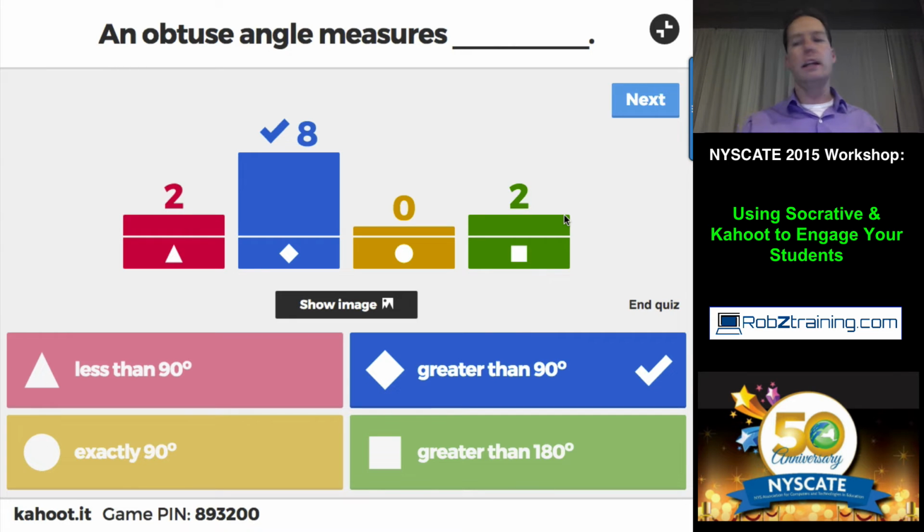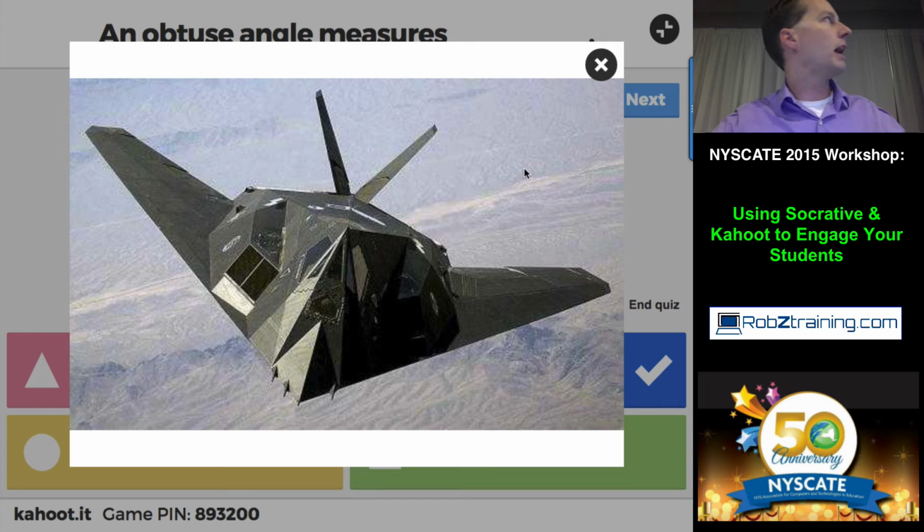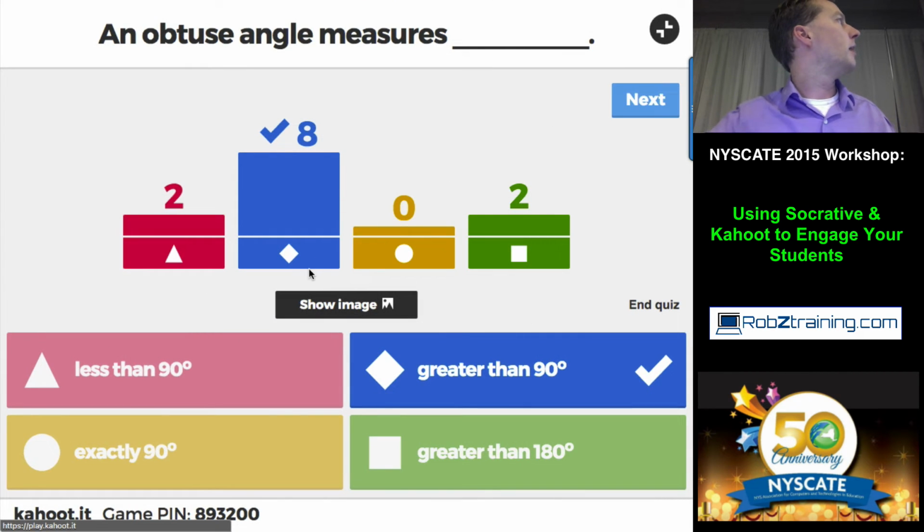If I needed to bring up the question again, I could click that, and it'll show the image of whatever I had in case it was important. In this case, I could see the majority answered that. The check mark is there because that is correct. So the majority in the room did get that one correct.